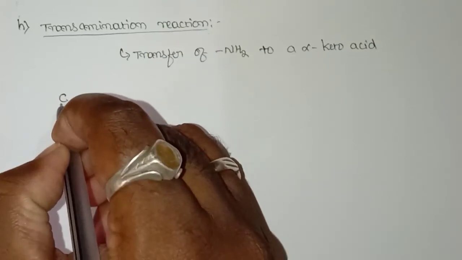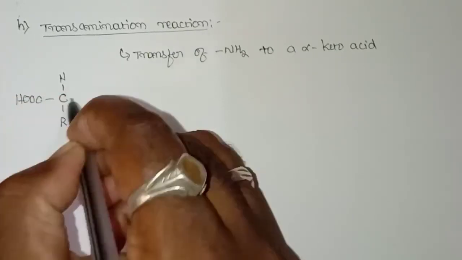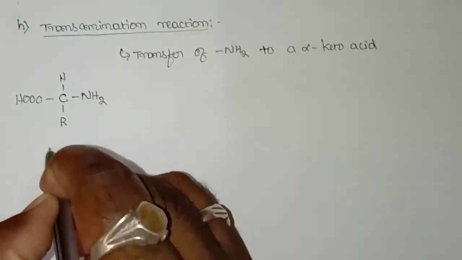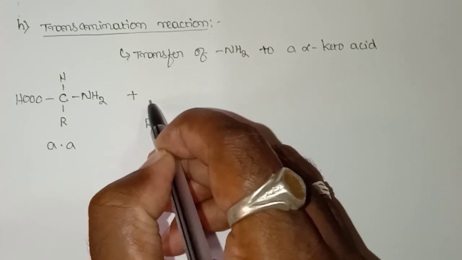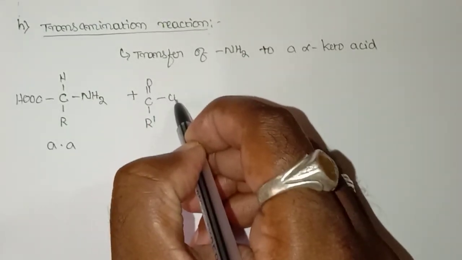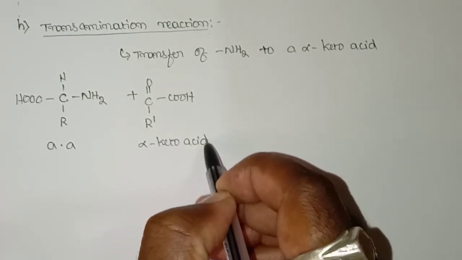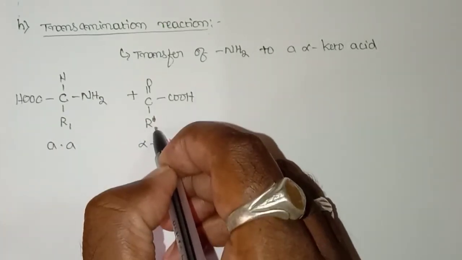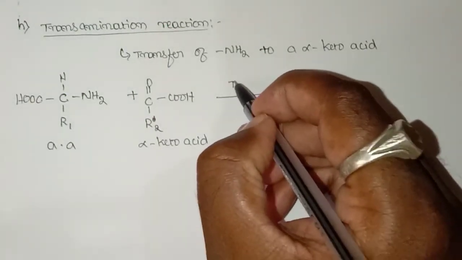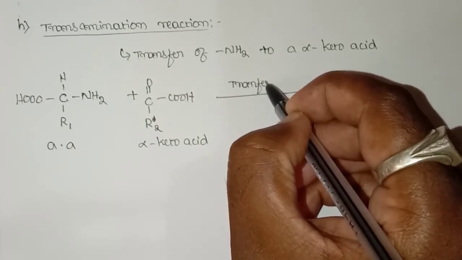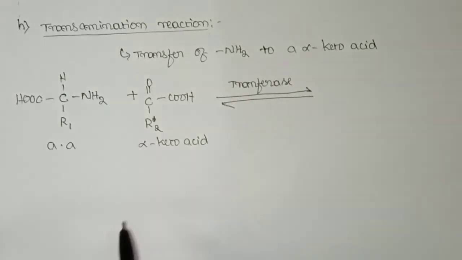The amino acid can be written in this way: R-CH(NH2)-COOH. So this is the amino acid, and this will be reacted with an alpha keto acid. Let me consider R dash C double bond O COOH. So this is the alpha keto acid. Or else, in order to avoid confusion, let me consider these as R1 and R2. Fine. So when you perform this reaction in the presence of an enzyme called transferase, the reaction is reversible in nature.